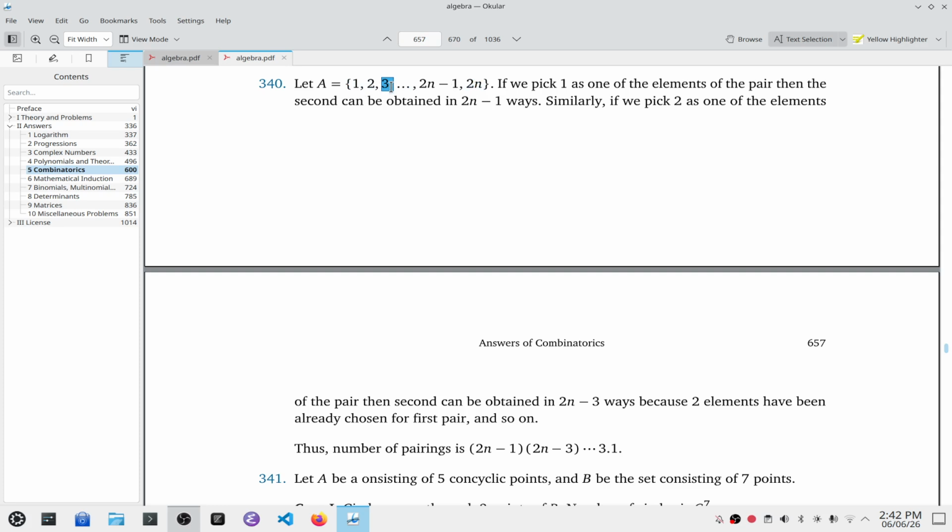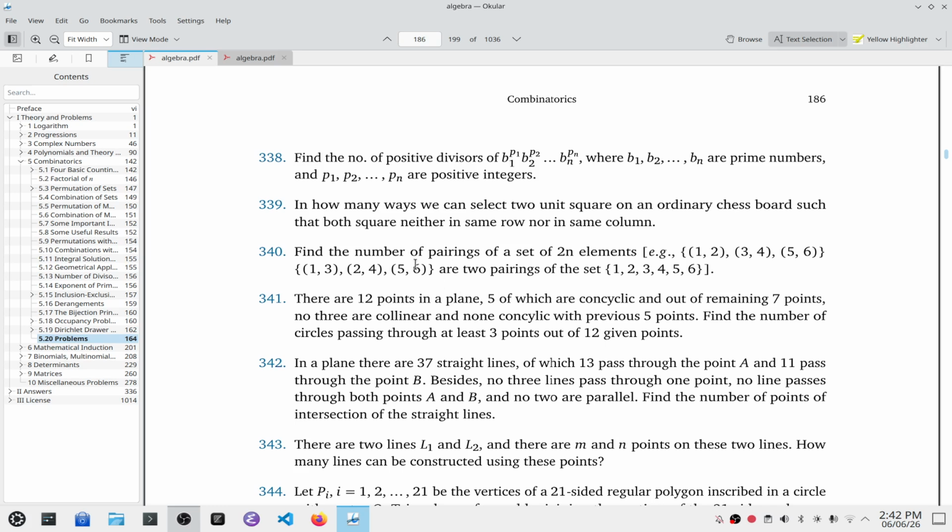So that should be 2n minus 2. 2, 3 and 2, 4, right? 1, 2 you can't form. 1, 4 you can't. 1, 3 is formed. So now we can form 2, 3 and 2, 4. So it should be 2n minus 2. Okay, it shouldn't be 2n minus 3. No. I don't think so. Let me look at the question again.